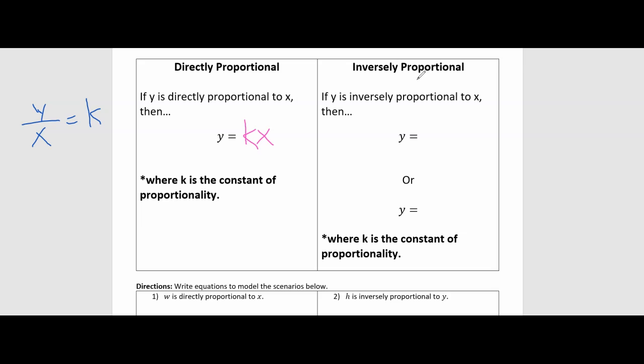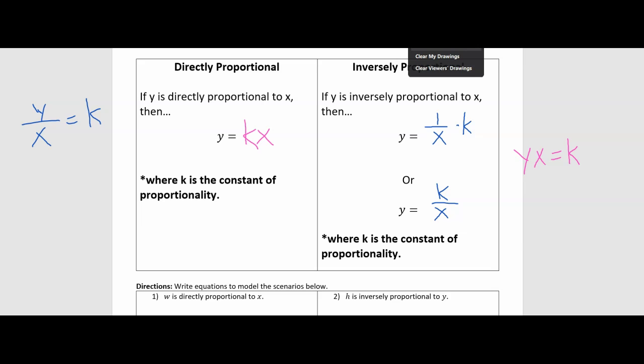Inversely proportional means that y is equal to 1 over x times k, or we could say k over x. So what this means is that if you multiply x and y together, y times x, that would always give you the same number for every x and y value that work in that equation.